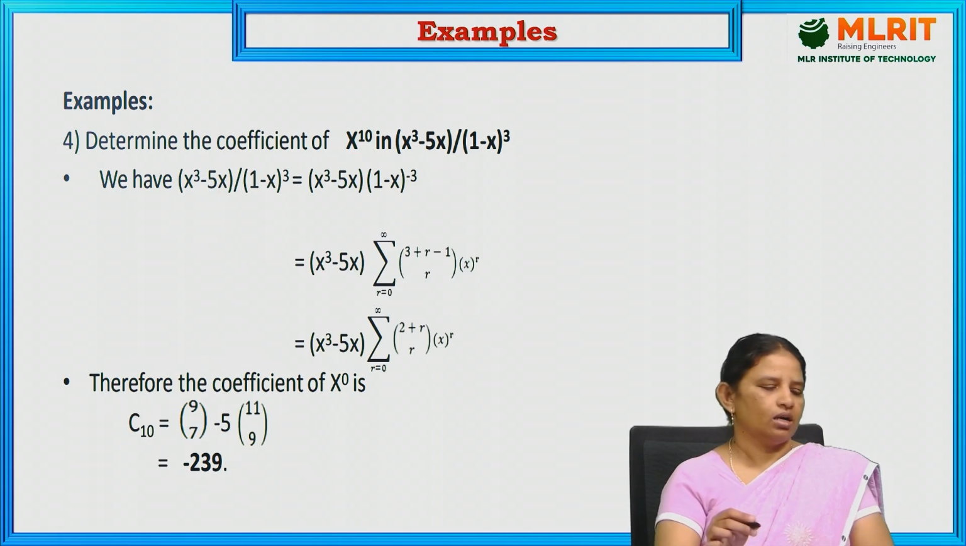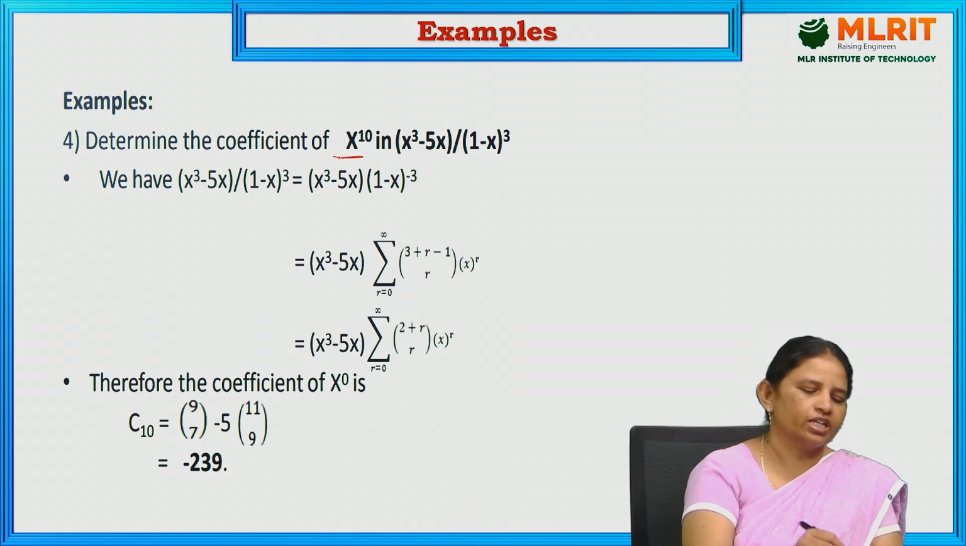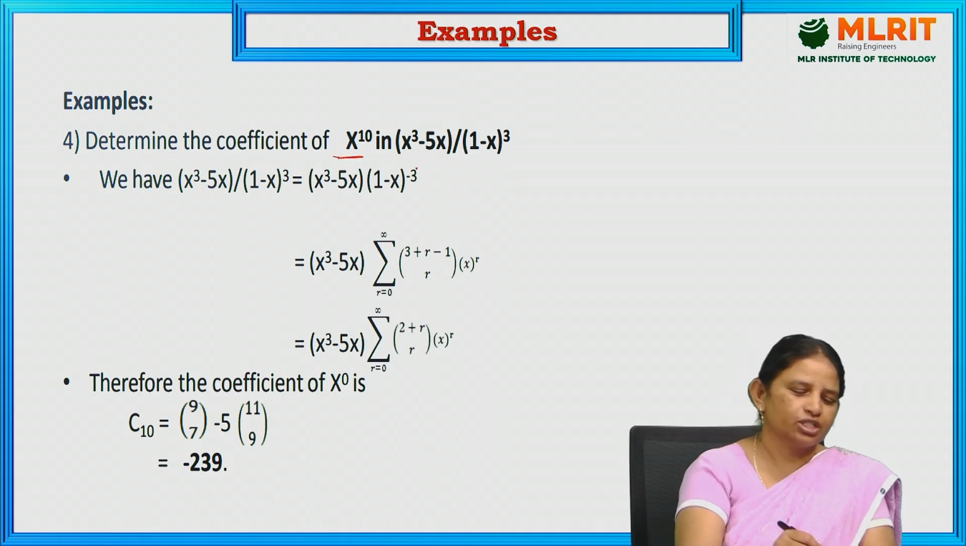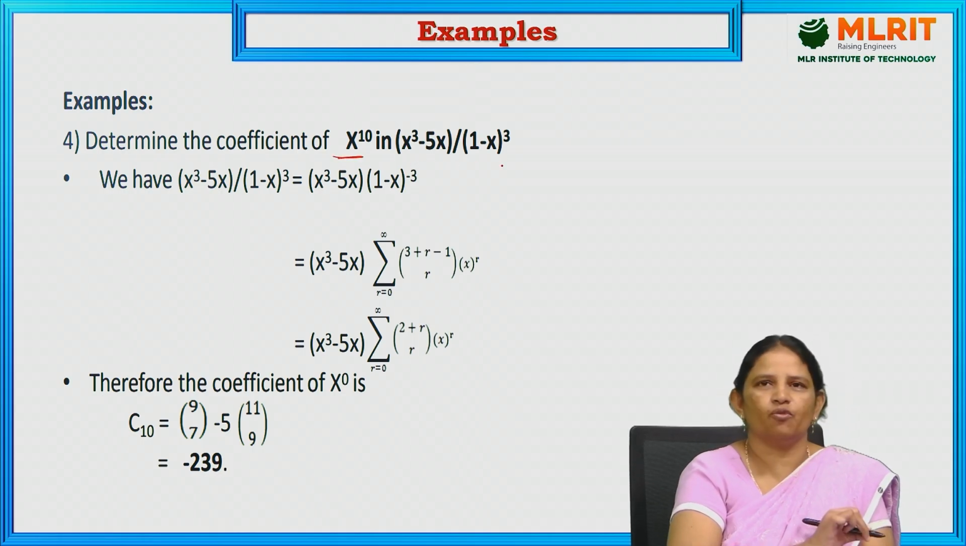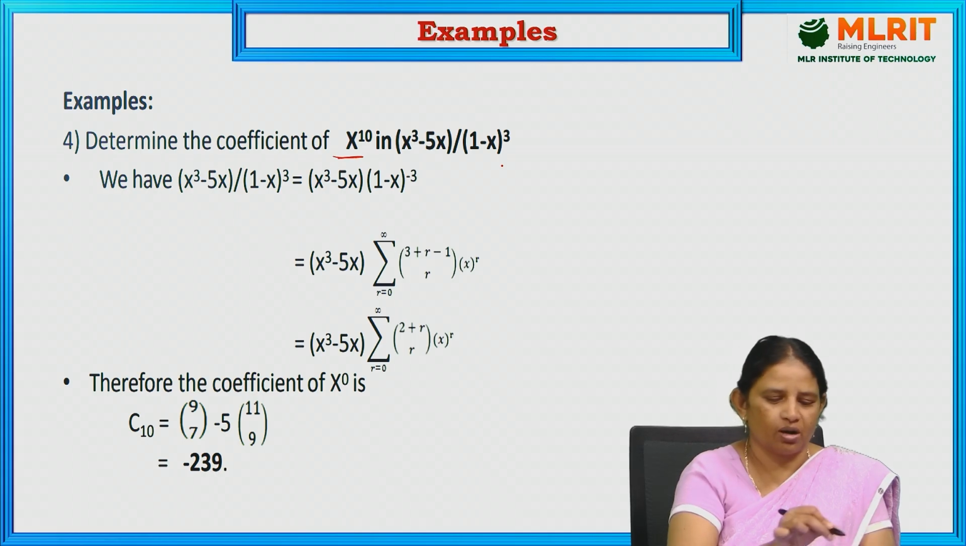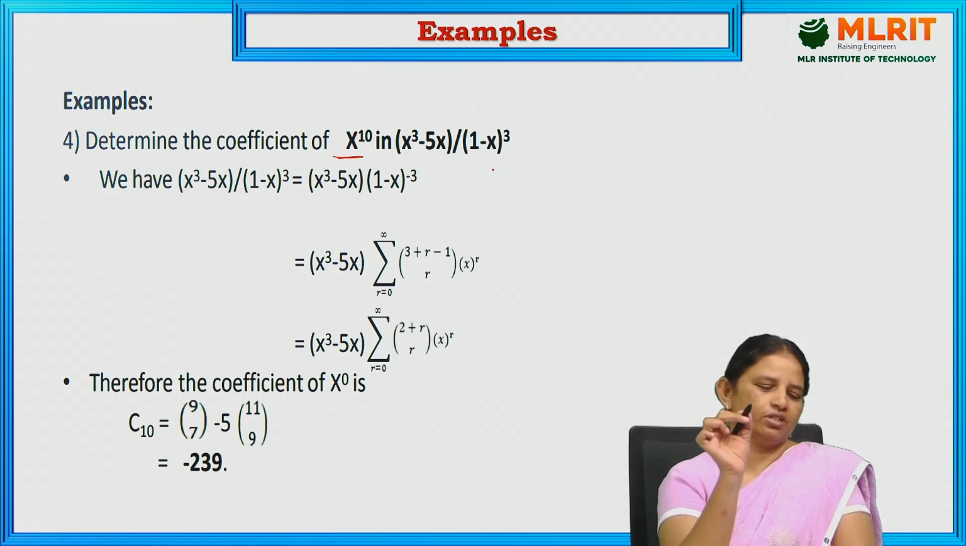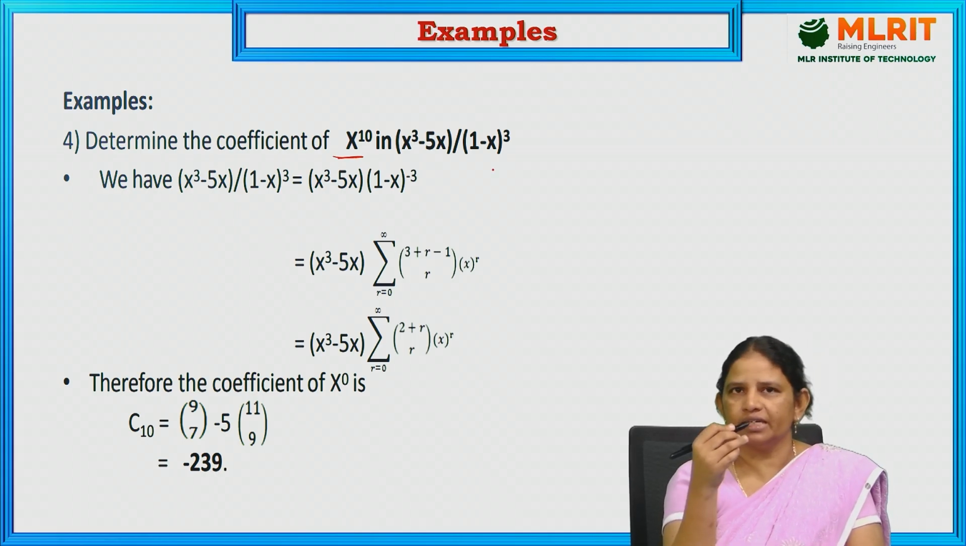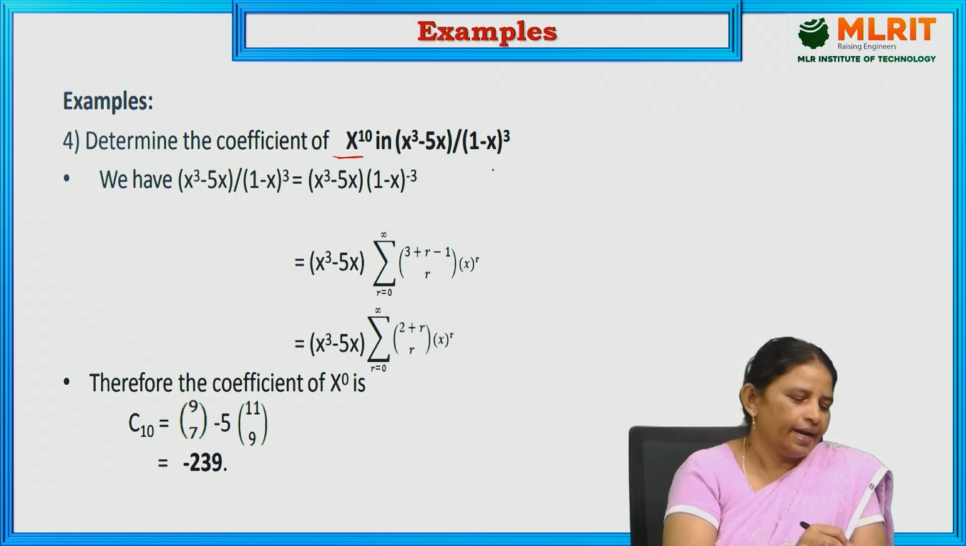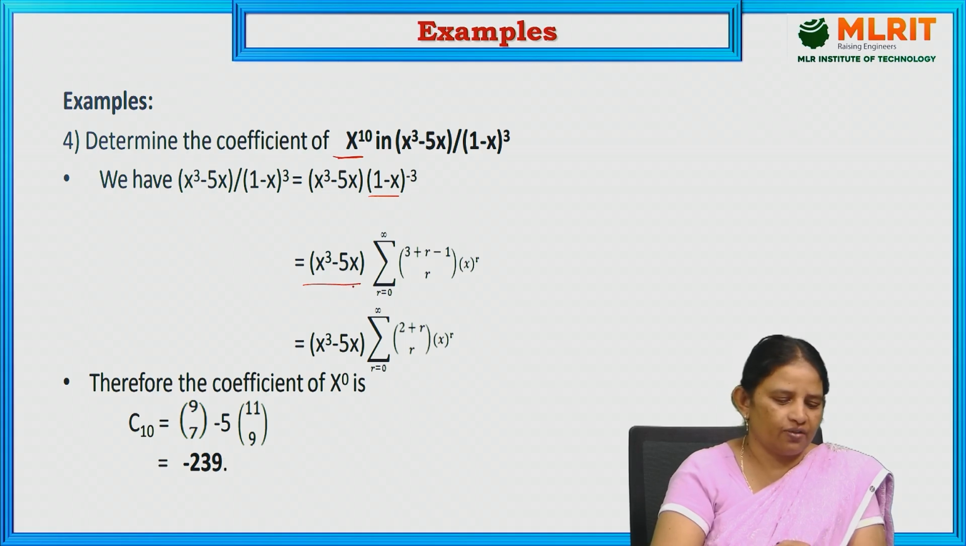Next, determine the coefficient of x to the power of 10 in (x cube minus 5x) divided by (1 minus x) whole power 3. First of all, we need to convert this given value into the required form of expansion. (x cube minus 5x) into 1 by (1 minus x) to the power 3. It is written as (1 minus x) whole power minus 3. That is, separate the terms x cube minus 5x and (1 minus x) whole power minus 3.